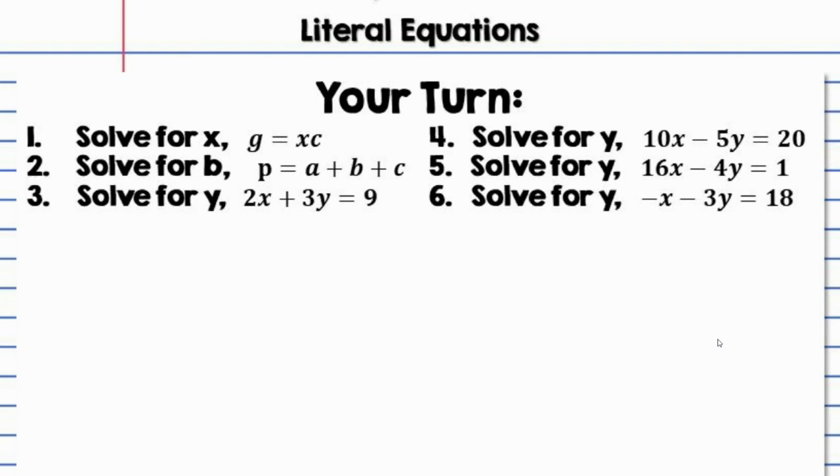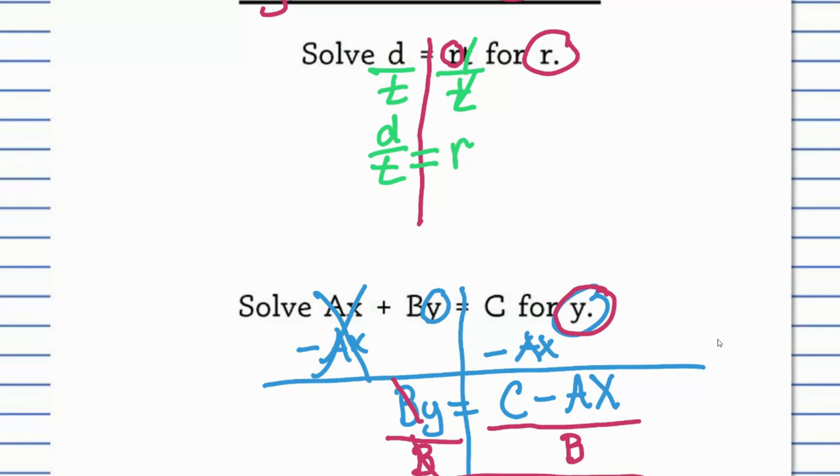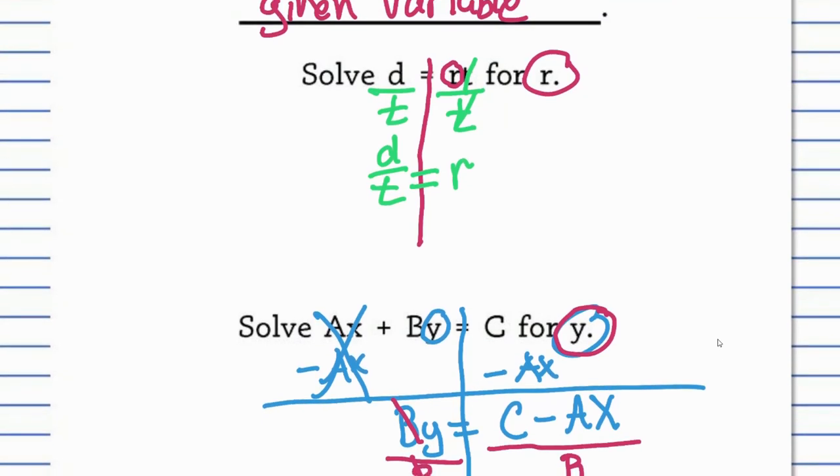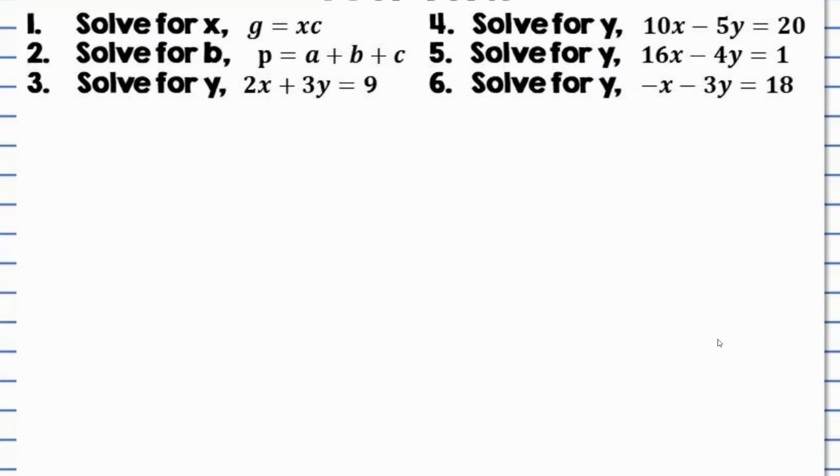So one is very similar to the example that I worked up here for you. Okay. The very first one. 2, I think you can do 2 on your own. So I'm going to leave you. I want you to try and figure out 2. Now, 3, 4, 5, and 6.